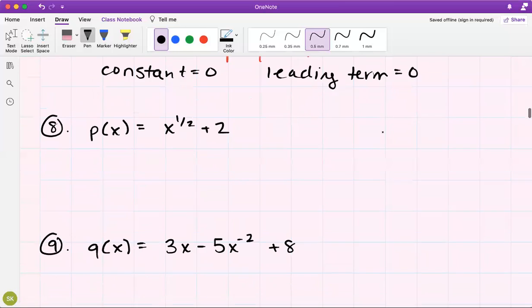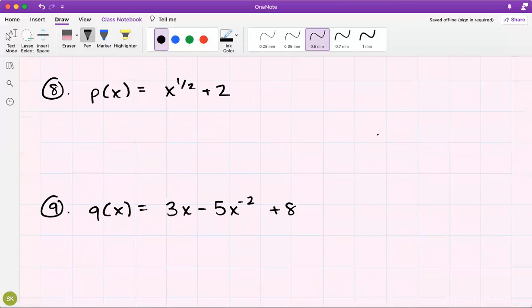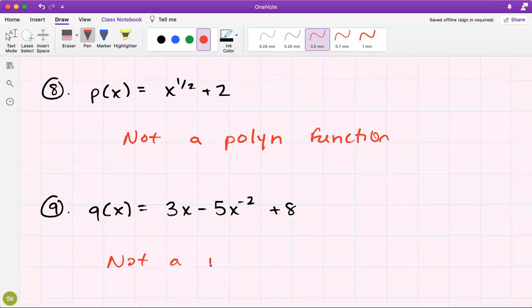Okay, let's look at some other examples, and here are our non-examples. You can see I have x to the 1/2 plus 2. This is not a polynomial function. And for this one, q of x, this is not a polynomial function. This one has a power of 1/2. This one has a power of -2. So both of those are not non-negative integers.